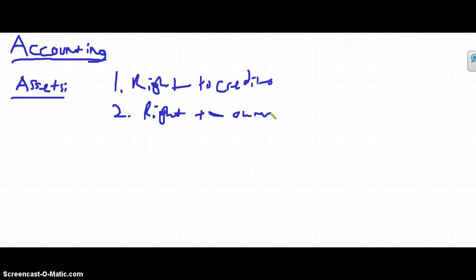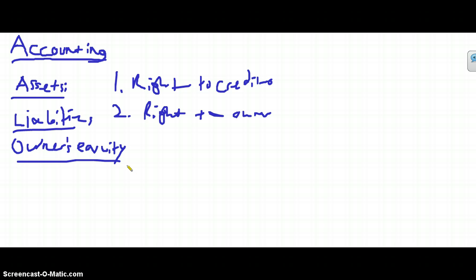This right of creditors represents debt, how much debt they're in, and it's called liabilities. That's basically what liability is. And then the right of the owner is called owner's equity. And here's the equation: we have assets, liabilities, and then we get owner's equity.